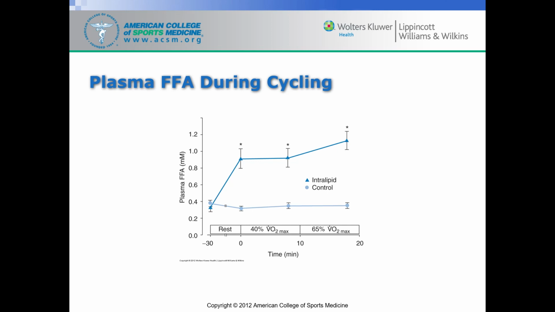So when you have a lot of plasma free fatty acid, say during cycling, during exercise, for example, what's going to happen is when you're infusing that free fatty acid, you're burning a lot of fat. And whenever you do not have the high fatty acids, like in the control, you're burning much less fat. So what's available, you're burning.